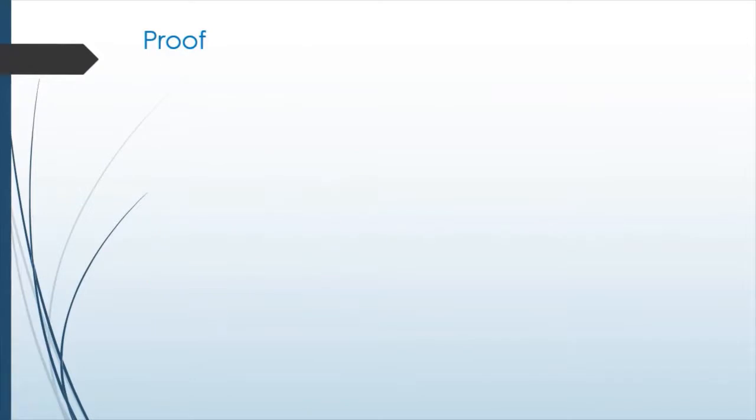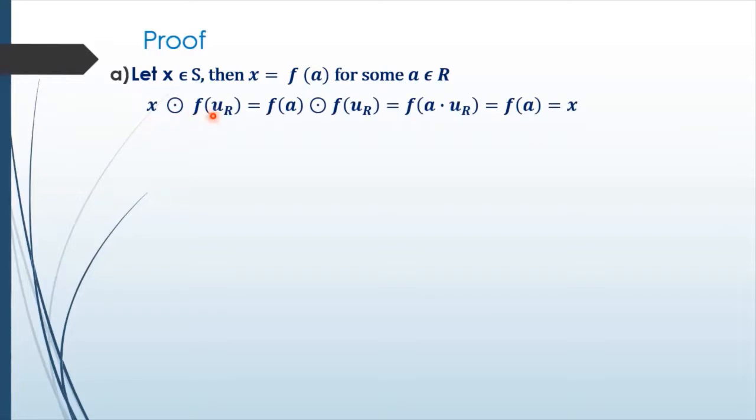Proof. First one, we have to prove that f of ur is the unity in S. So for that, take an arbitrary element x in S, then definitely we'll have some element a in R with x equal to f of a. So consider x dot f of ur, and you have to obtain it to be equal to x, so that f of ur will be the multiplicative identity.